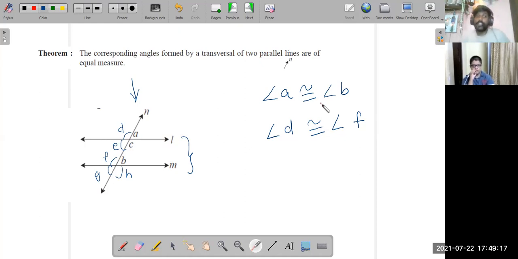If the lines L and M were not parallel, then we could not say that the corresponding angles are congruent. We will not be able to say it directly. But just because line L and M are parallel to each other, we can say that corresponding angles are congruent. Is this fine? Yes, sir.